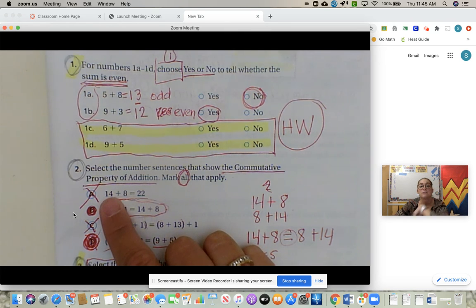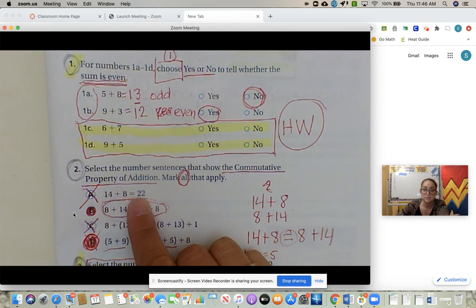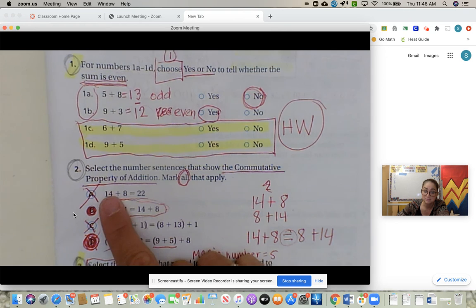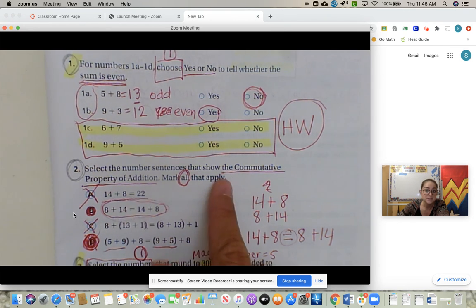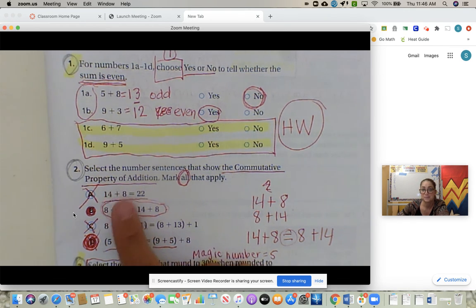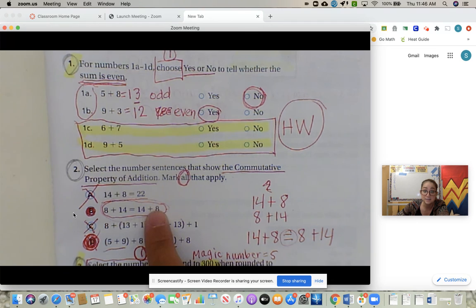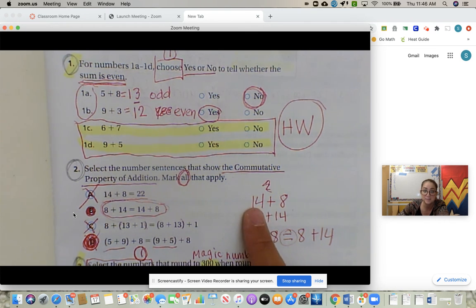So A, 14 plus 8 equals 22. That's a number sentence. That's what a number sentence is. But it's not the commutative property. So no. B, 8 plus 14 equals 14 plus 8. That is the commutative property. Over here, I explained it. So we have 14 plus 8. What's the commutative property of 14 plus 8? You just switch them. 8 plus 14.